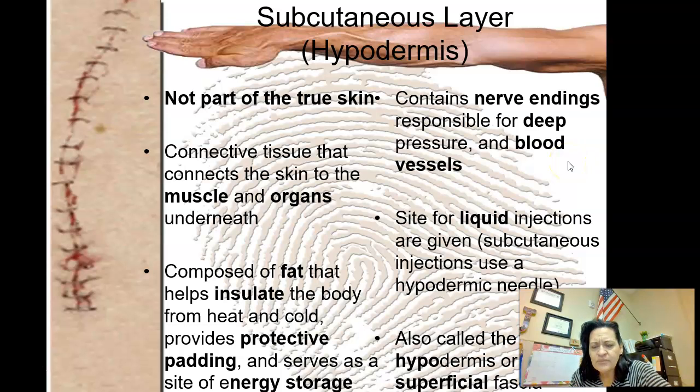So this hypodermis level lower is a site for liquid injections and is used for when you get a hypodermic needle. So hypoderm, you got to get it down in lower, right? Also called the hypodermis or superficial fascia, okay? So just know that it does have a few other words: subcutaneous, hypodermis, superficial fascia.